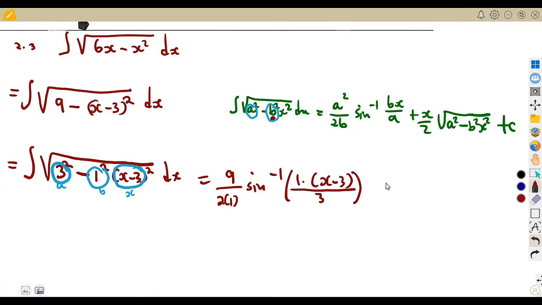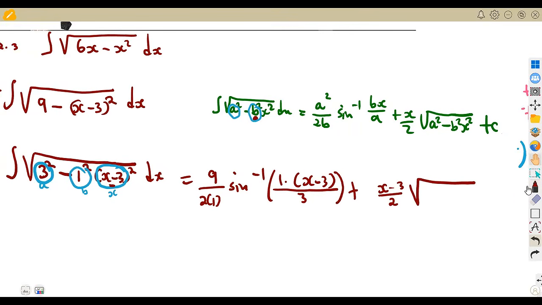So this is what you're going to have, plus x over 2. Wherever there is x, our x is represented by what? x minus 3. So it's going to be plus x minus 3 like this over 2. The square root of, if we check here properly, a squared minus b squared x squared. This part here is the same part as what we had before. We just rewrote it in a way that we understand, but it is the same thing.